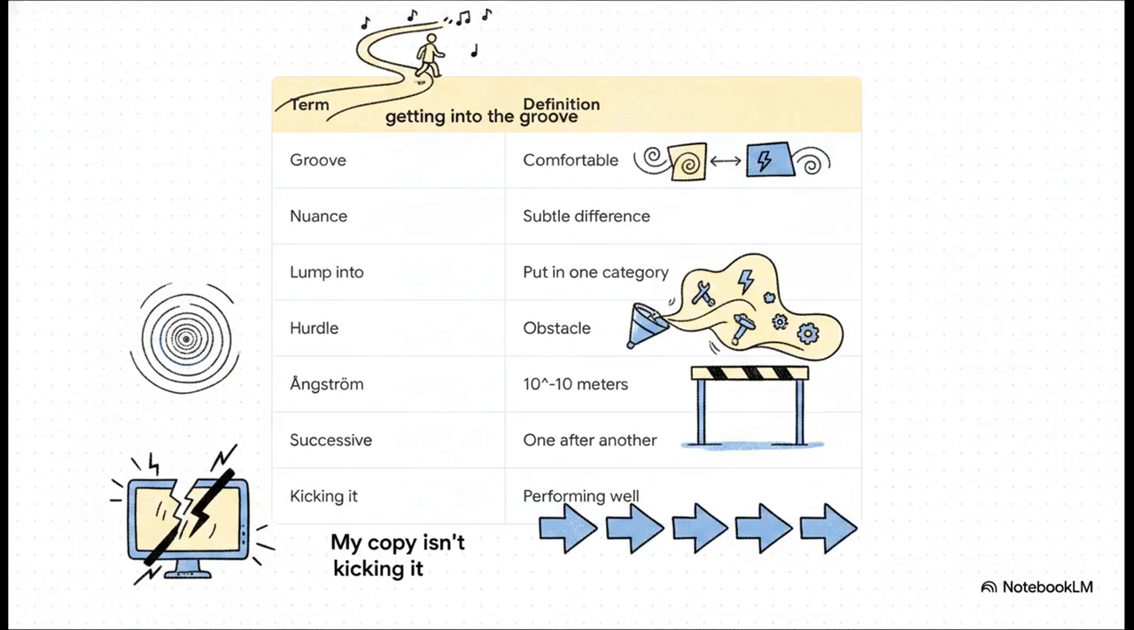Moving on to batch number 2. A nuance is that really subtle but super vital difference between two things. Be careful not to lump completely different concepts into the same category. A hurdle is an obstacle you've got to clear. The angstrom is used to measure incredibly tiny distances, all the way down to 10 to the negative 10 meters. Successive steps are things that happen one right after another. And hey, if your modeling software starts freezing up on you, it's safe to say your copy isn't kicking it.